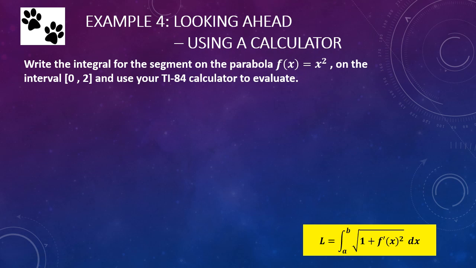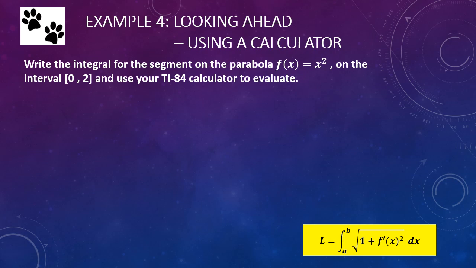So let's look at example 4. What we're going to do is use our calculator to solve this integral because we currently don't have the techniques to be able to solve this analytically. But your TI-84 can solve some simple integrals for you. So let's look at the problem. Write the integral for the segment on the parabola f of x equals x squared on the interval [0, 2], and use your TI-84 calculator to evaluate.